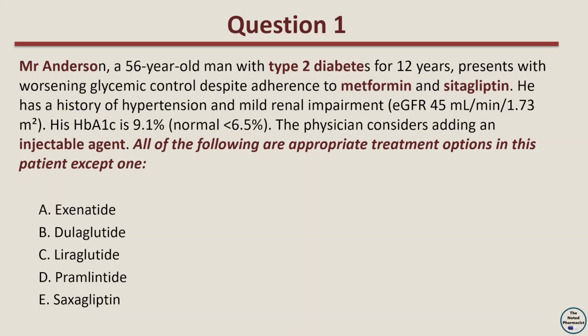All of the following are appropriate treatment options in this patient except one. Identify the exception. Option A, exenatide. Option B, dulaglutide. Option C, liraglutide. Option D, pramlintide. Option E, saxagliptin.